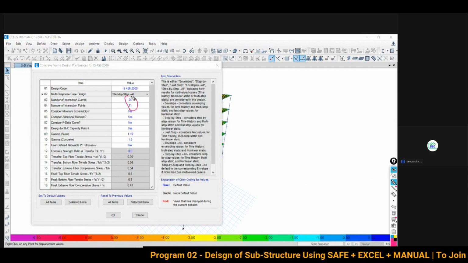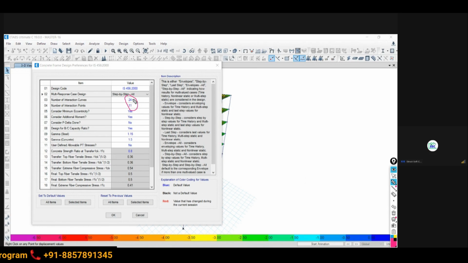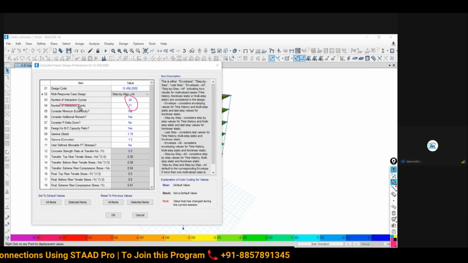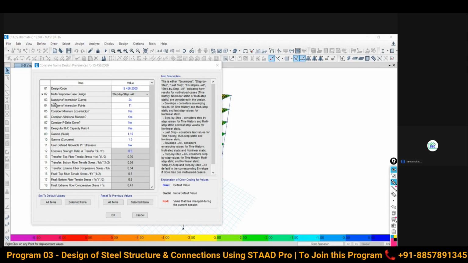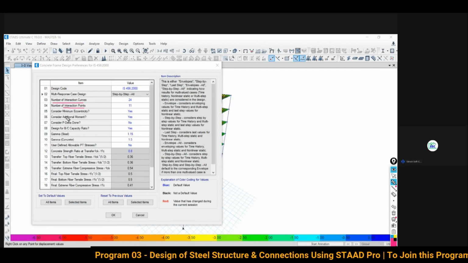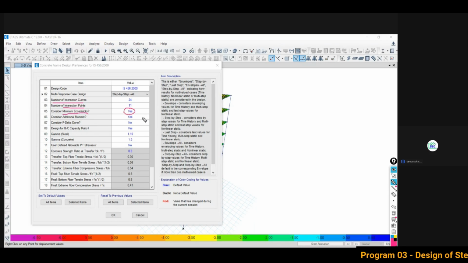The ETABS software is considering this by default. When you read the manual of ETABS, you will come to know more details about why it is considering 24 and why it is considering 11, but we don't need to go that deep. We just have to understand the meaning of this interaction curve and this interaction point. That's it. Meanwhile, in the discussion of these interaction curves and interaction points, we discussed the eccentricity concept, so we have also decided it should be yes.